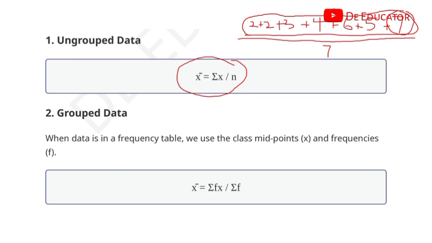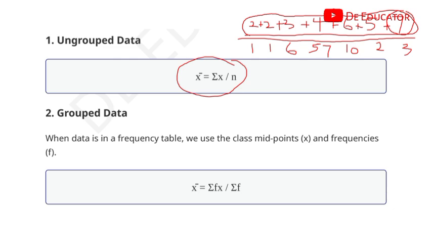When you are given a frequency table, you can use the class midpoint and frequencies to calculate the mean. Let me say for all of this data here, we now have a frequency. The frequency for 2 is 1, for 3 is 6, for 4 is 5, for 6 is 10, for 5 is 2, and for 7 is 3. Now, how are you going to find the mean for this grouped data?